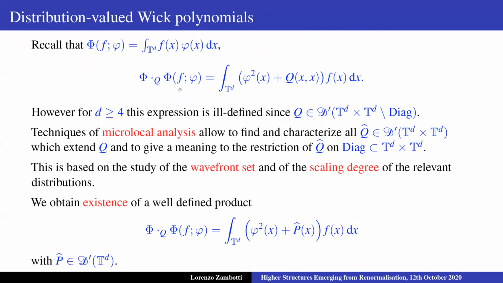Again, this is the formula. As I said, in high dimension, this expression is ill-defined, since Q is well defined only as a distribution on the product, so the torus times itself minus the diagonal of this product. However, this is what I learned from my colleagues, my co-authors. There exist techniques which are called microlocal analysis, which allow to extend this distribution Q on the diagonal to a distribution on the full product.